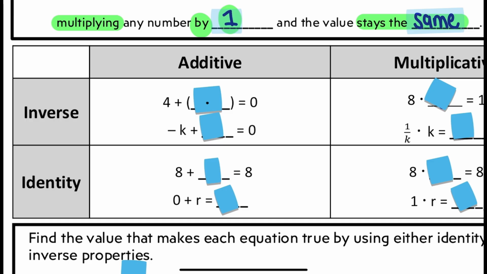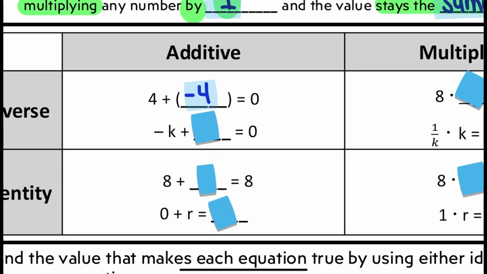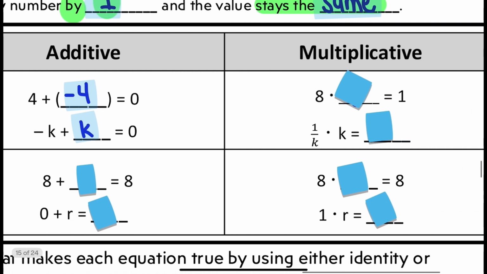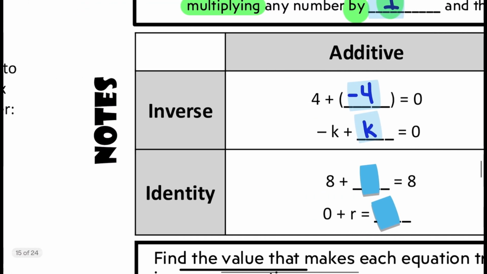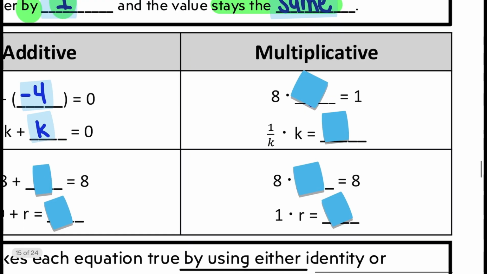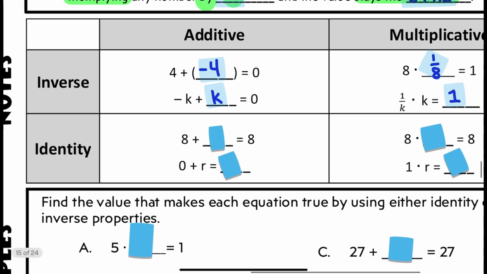4 plus -4 equals 0. This is an example of the inverse property. -k plus positive k equals 0. For the multiplicative inverse property, we multiply by the reciprocal, so 8 times 1/8 equals 1. And then for the multiplicative inverse property, the answer is 1.